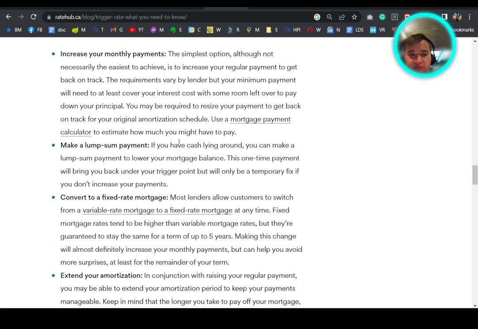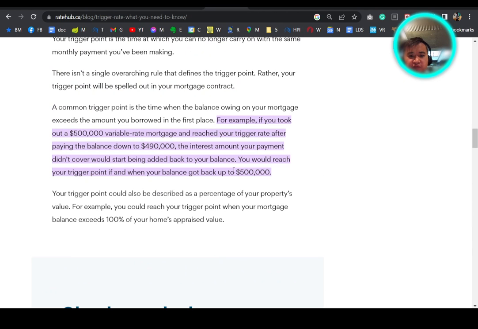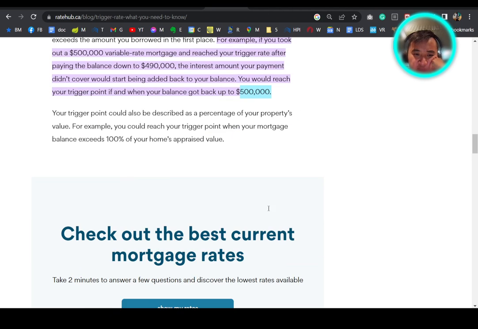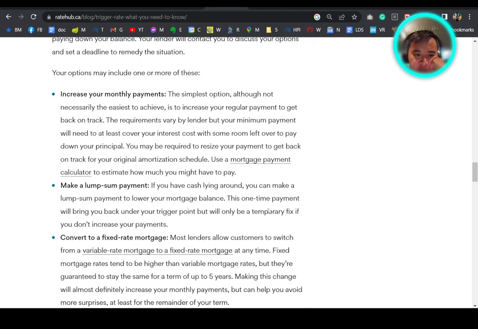You can also just make a lump sum payment to lower your mortgage balance. It will bring you back under your trigger point. So for example, in this example above, let's say you ended up being just $5,000 over $500,000 because the interest was higher than your monthly payments. Then what you can do is just make the $5,000 payment, and the lender will be okay as long as they're not lending you more than what they agreed to, which was $500,000.